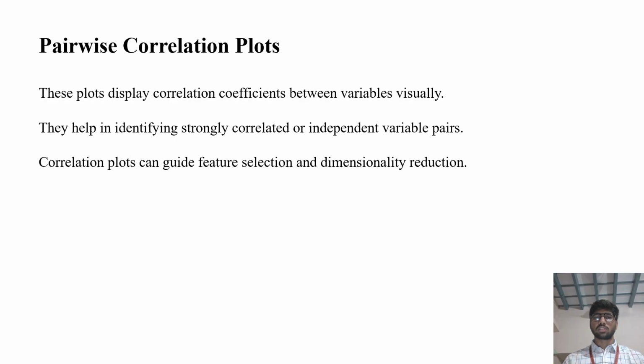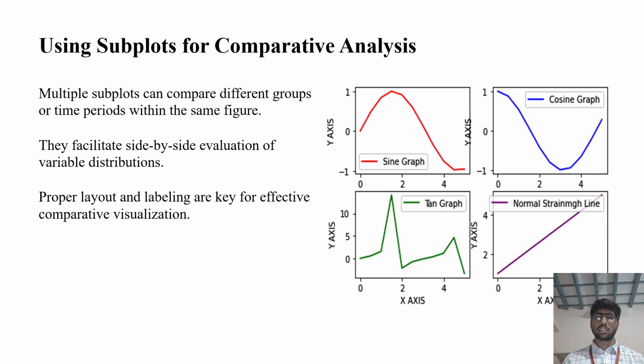Pairwise correlation plots. These plots display correlation coefficients between variables visually. They help in identifying strongly correlated or independent variable pairs. Correlation plots can guide feature selection and dimensionality reduction.